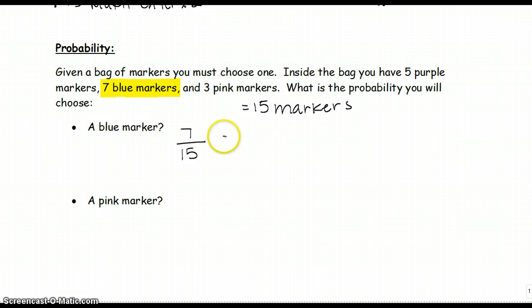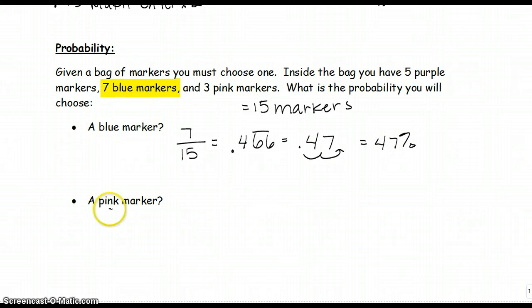When we put 7 divided by 15 into our calculators, we're going to get 0.466 repeating, but we have to round that to the nearest hundredth, which will give us 0.47. If I wanted this as a percent, then we would move our decimal place over twice or multiply by 100, which will give us 47% chance of pulling a blue marker.